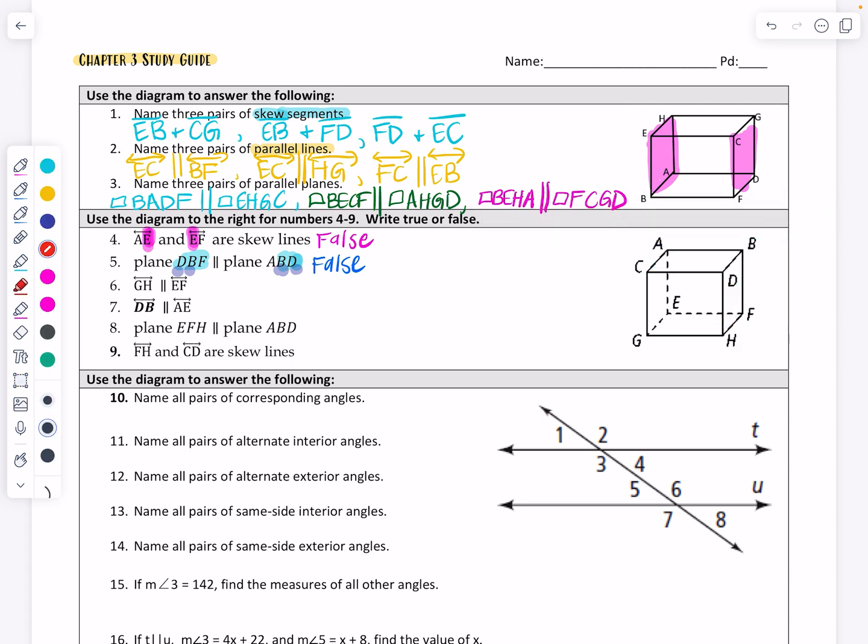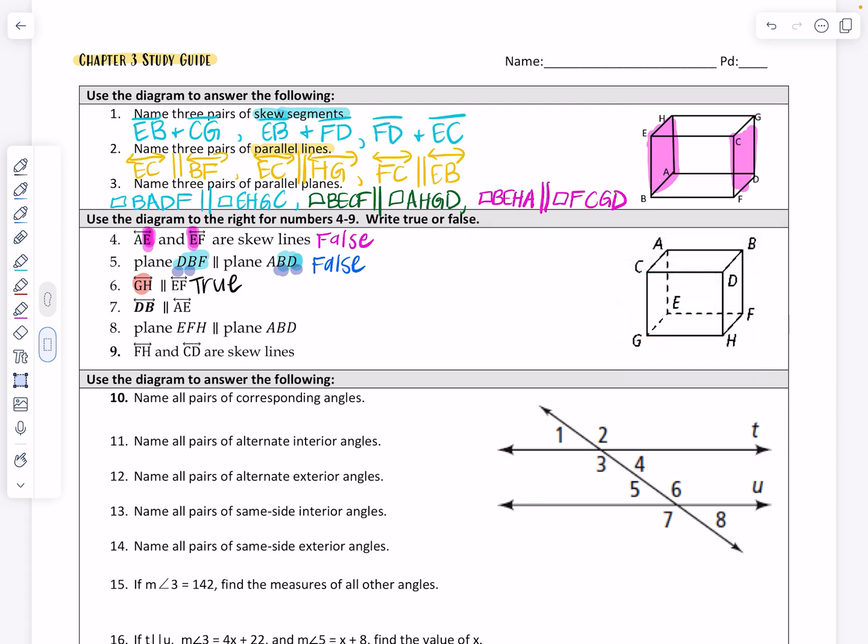Now they want to test this with lines. Line GH, which is here, is that parallel, meaning facing the same direction and never crossing, on the same plane as EF? And that is our first one that is going to be true. Those never cross, and they are in the same plane. They face the same direction. So these are parallel to each other.